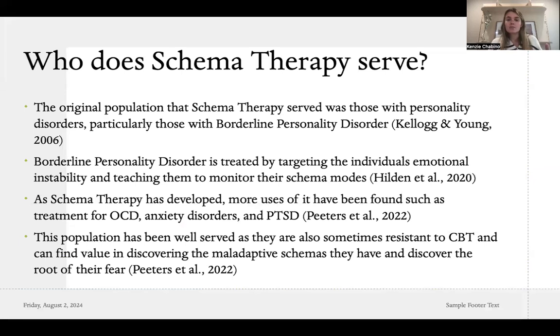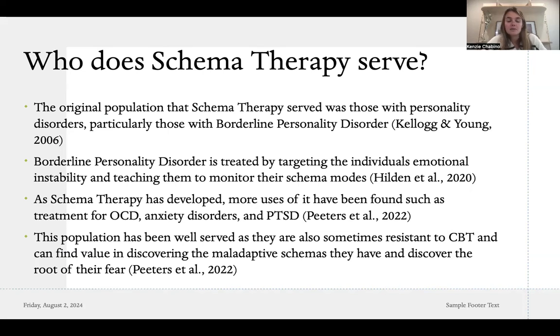So who does schema therapy serve? The original population that schema therapy was created to serve was those with personality disorders, particularly borderline personality disorder. So it's still used for that today. A study in 2020 showed that it is very helpful in reducing symptoms for those with borderline personality disorder, because it targets those individuals' emotional instability by teaching them to monitor those schema modes and behaviors as they happen.